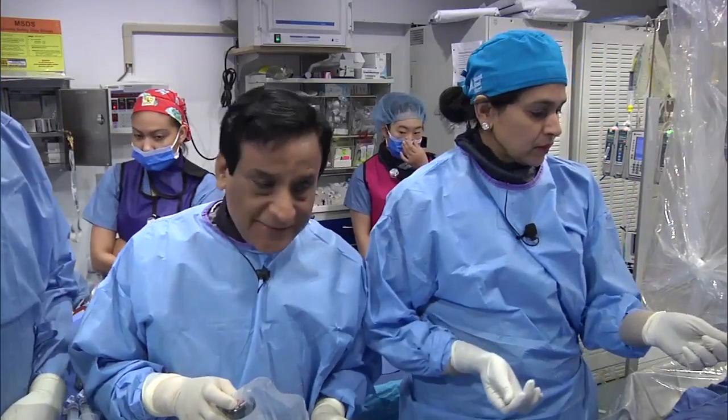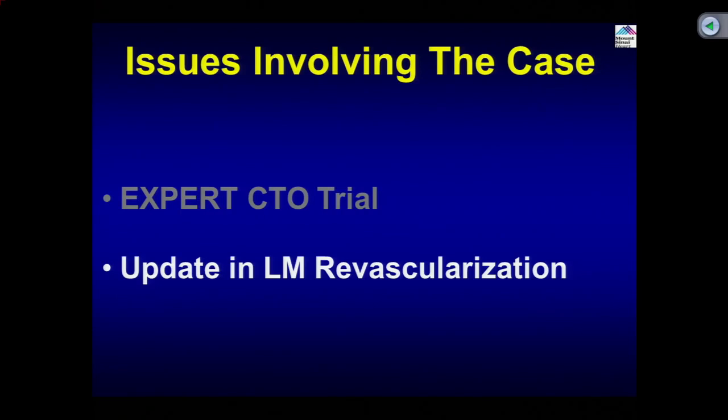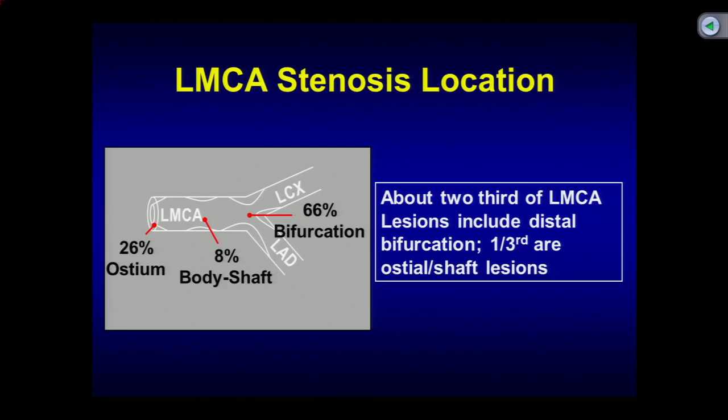While I finish my second part, just to give an update on left main revascularization, particularly what has come in the literature now, which we knew anyway, is that there is a differential effect of the type of revascularization, PCI or CABG, based on where the lesion location is. We all know that the distal bifurcation lesion, which occurs in 2/3 of cases, had a bad prognosis, meaning a higher event rate. But the ostium and body shaft lesions, which occur in about 1/3 of the cases, have a different prognosis, and reports have been that they do quite benign.